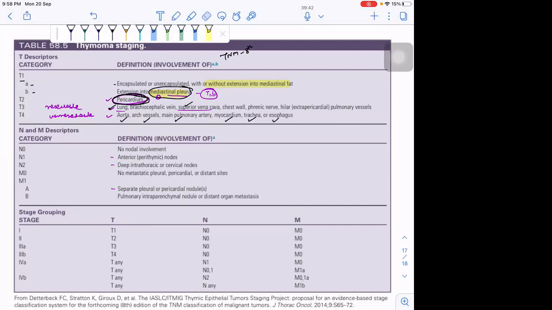The expected one here is the phrenic nerve; they will ask. Phrenic nerve, lung, what is that? Lung also T3? Phrenic nerve involvement is T3, I think. Yes, phrenic nerve is always resectable; one side phrenic nerve we can always resect. The resectable structures are T3 and the unresectable structures are T4. So the resectable structures are lung, brachiocephalic vein, superior vena cava, and phrenic nerve.